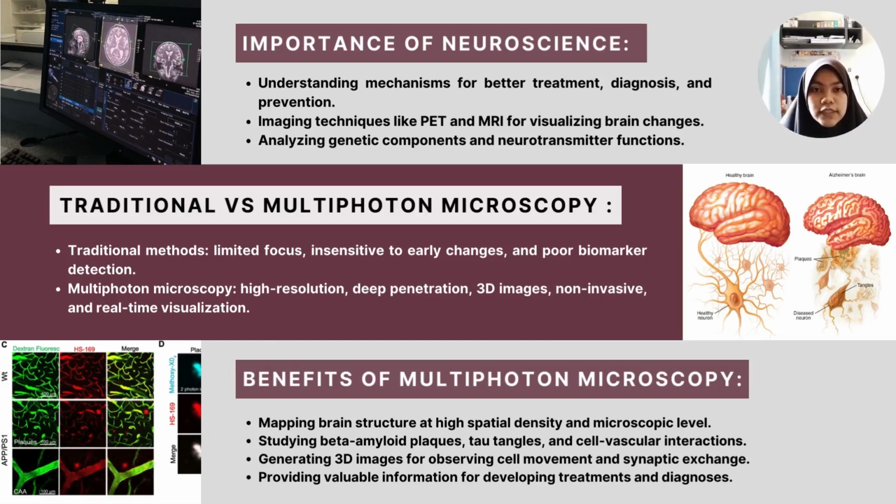The benefits of multiphoton microscopy are mapping brain structure at high spatial density and microscopic level, and we can also study beta amyloid plaques, tau tangles, and cell vascular interaction. It generates 3D images to observe cell movement and synaptic exchange. And last, it provides valuable information for developing treatments and diagnosis.